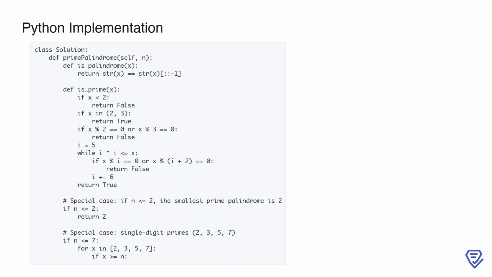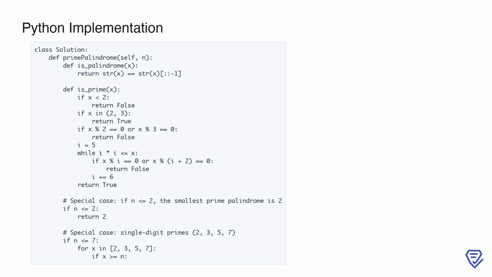Here, we define a class called Solution with a method primePalindrome. Inside this method, we define two helper functions. The first function, _palindrome, checks if a number is a palindrome by converting the number to a string, reversing it, and comparing it with the original string. The second helper function, _prime, determines if a number is prime. It handles edge cases like numbers less than 2, and explicitly checks small primes like 2 and 3. For other numbers, it uses a loop to test divisibility by integers up to the square root of the number, skipping multiples of 2 and 3 for efficiency.